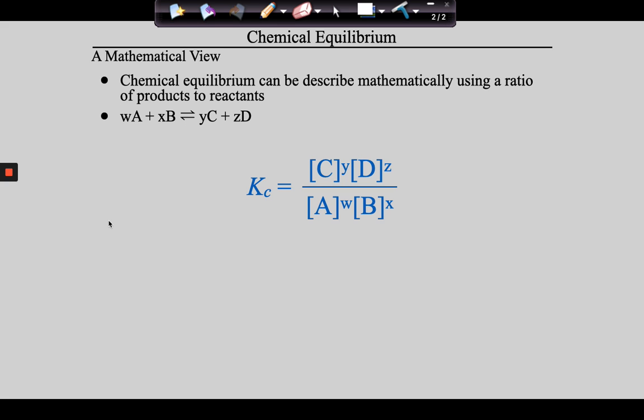The exponents. So guys, the deal is this. When we write Kc expressions, we can write Kc expressions from the balanced equations. And when we do, the coefficients from the balanced equations become exponents in the Kc expression. So remember, products divided by reactants, so it's C raised to the Y power, D raised to the Z power, and then of course A to the W and B to the X. So the only thing to take away from this is to simply point out that, guys, the coefficients from the balanced equations become exponents in the Kc expressions.